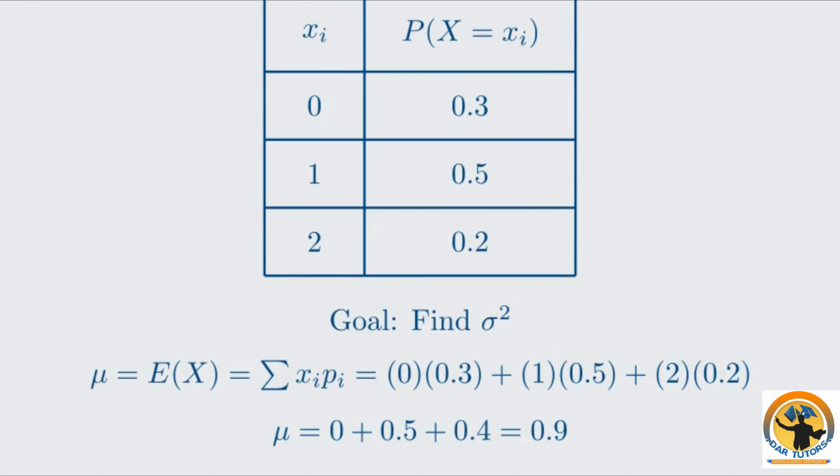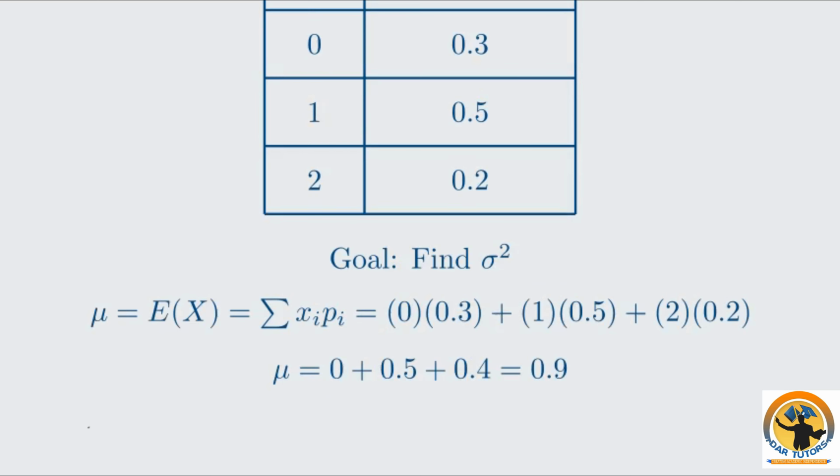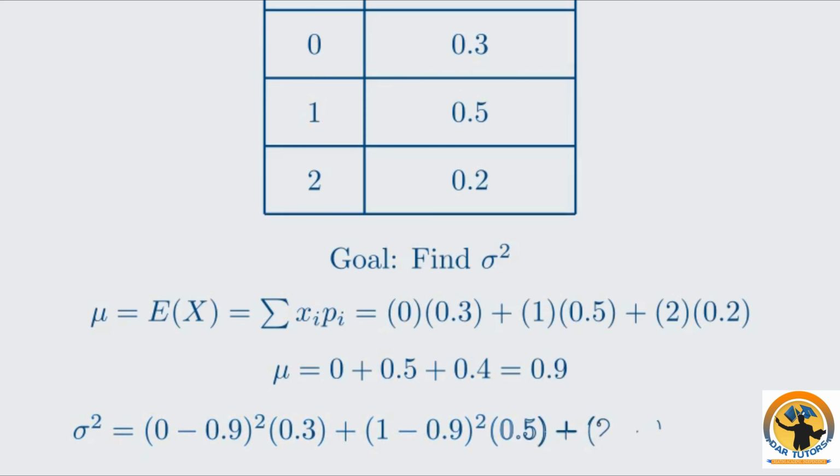Now we can find the variance using the formula sigma squared equals the sum of (xi minus mu) squared times pi. We apply the formula for each possible outcome. For x equals 0, we have (0 minus 0.9) squared times 0.3. For x equals 1, it's (1 minus 0.9) squared times 0.5. And for x equals 2, it's (2 minus 0.9) squared times 0.2.